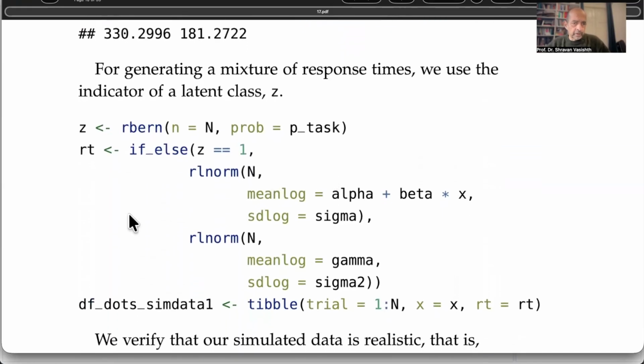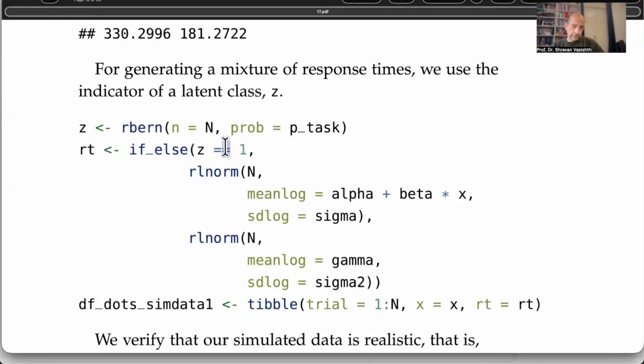Anyway, for generating the mixture of response times, we're going to use the indicator variable z. So first we generate a sequence of 1000 ones and zeros randomly, right? Just a random Bernoulli process. And now we're going to use those ones and zeros to produce the 1000 response times. So if z happens to be 1, and this is the tidyverse syntax, by the way. This is not the built-in R syntax for if else, okay?